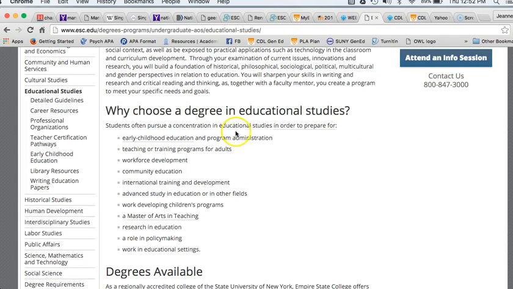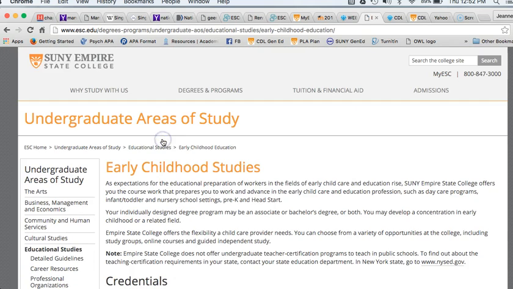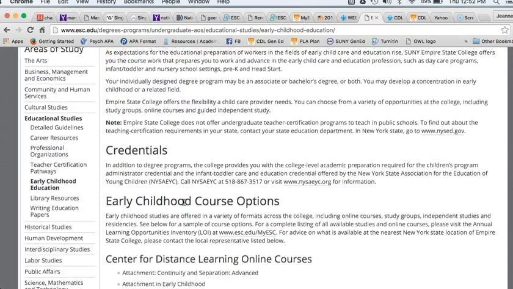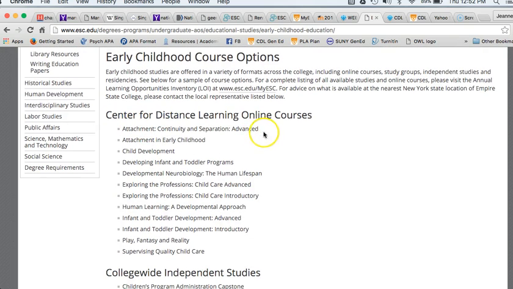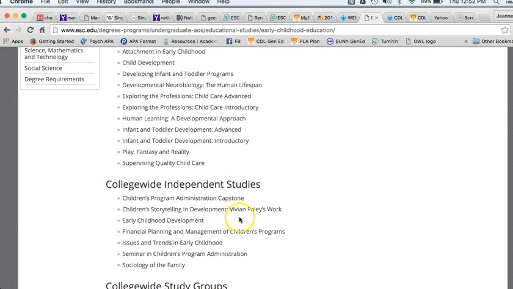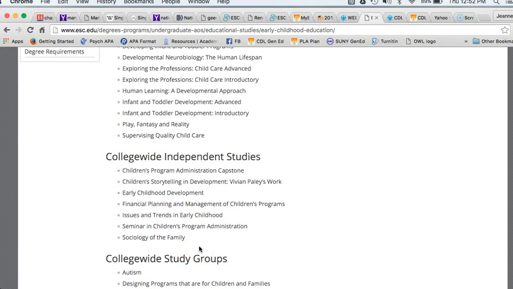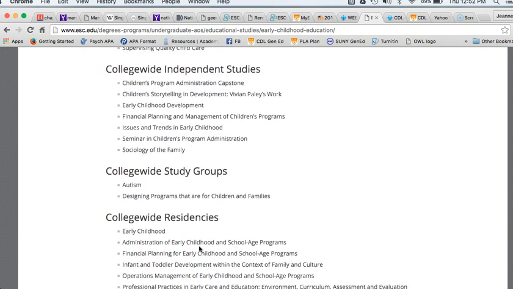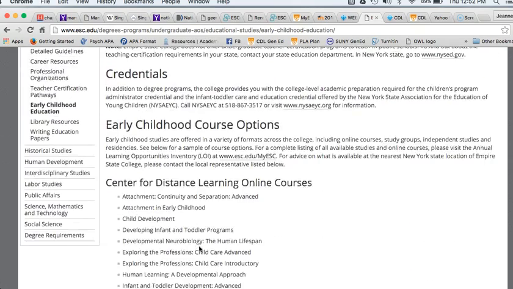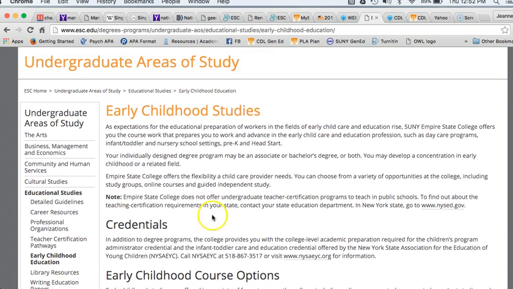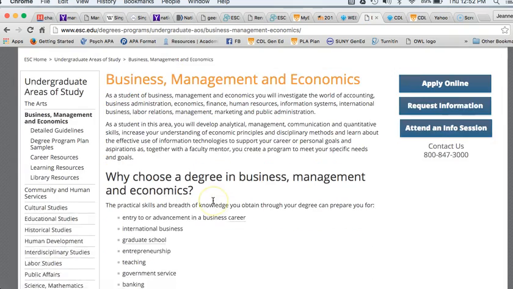Students often pursue a concentration in educational studies in order to prepare for, let's say, early childhood education. So early childhood studies. And I'm looking for, it does list all of the Center for Distance Learning courses. That's fantastic. It does list some independent studies here that you could consider, which is, again, fantastic that they do this. We've really done a lot of updating on this website, which I think is very helpful. But I don't see any guidelines here. I don't see it telling you exactly what you have to do. So it's not giving me a list of things like I know it does in business management and economics.